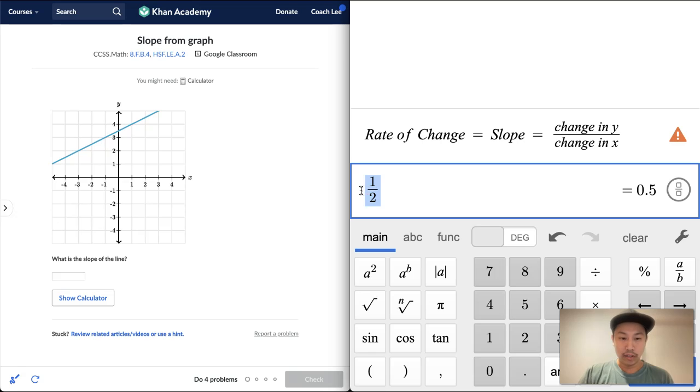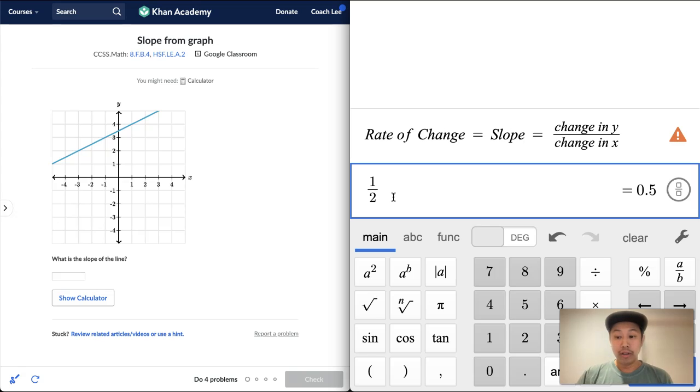Let's review this just one more time. I chose this point, and I went to this point. So that's up 1, right 2. Up refers to a positive 1 in the y direction, and the right 2 refers to a positive 2 in the x direction. So change in y over change in x.